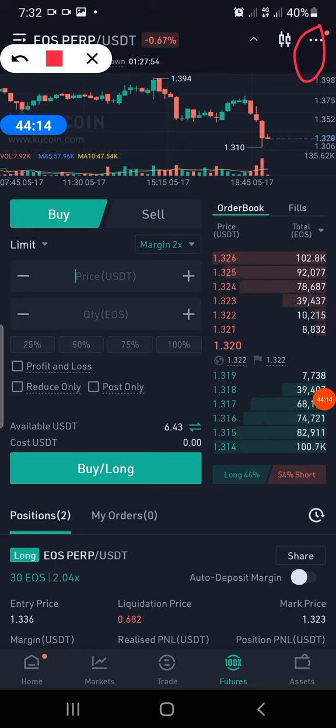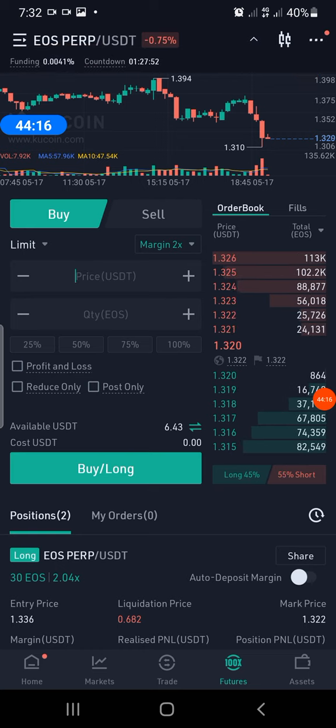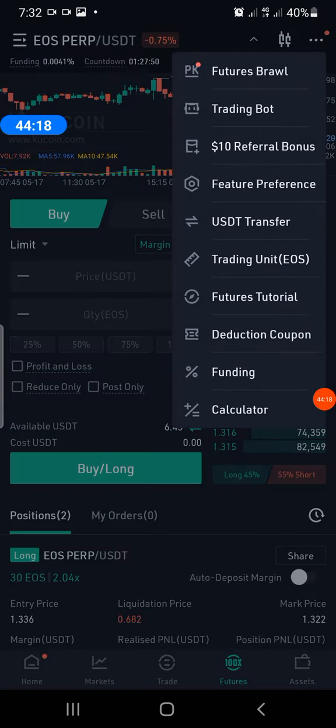Then you can use these three dots here: calculators, many things, bonus, request for bonus, some other things. This is where you can navigate through this area. You can make use of a calculator when you want to calculate your profit, funding rate, deduction coupon, futures tutorials, trading unit, USDT transfer, and the rest of them.